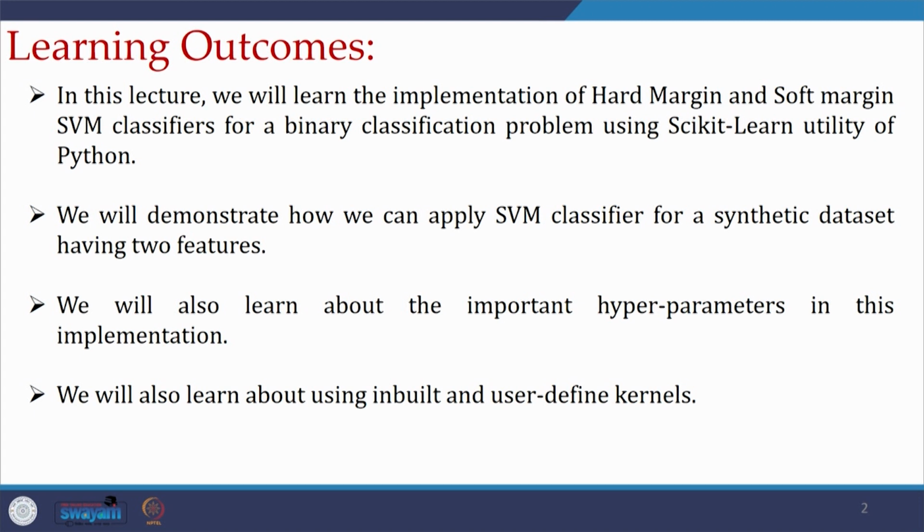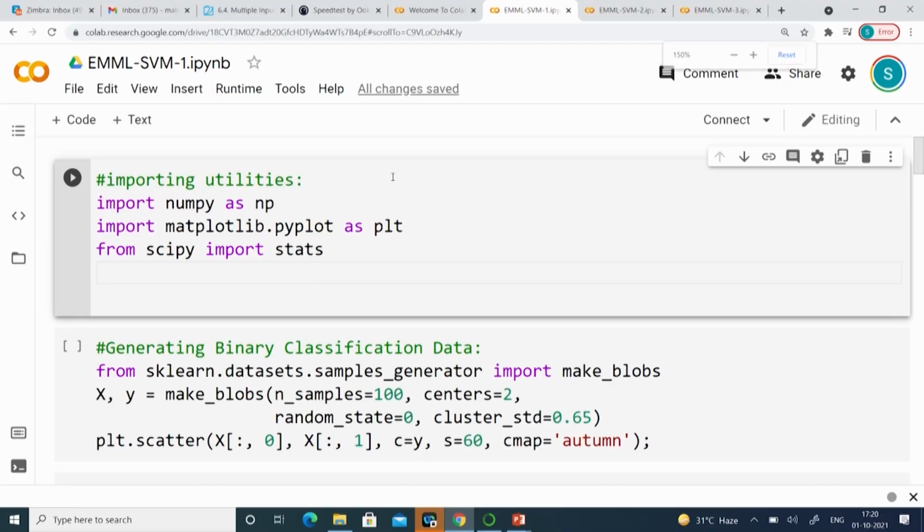We will also learn about the important hyperparameters in this implementation, meaning which hyperparameters change the hyperplane or influence the accuracy of the SVM classifier. We will also learn about using inbuilt and user defined kernels, meaning how to implement a user defined kernel in the case of nonlinear SVM. For this implementation again we will use Google Colab. So, let us come to our first implementation.